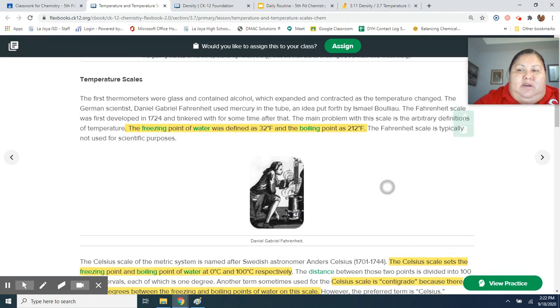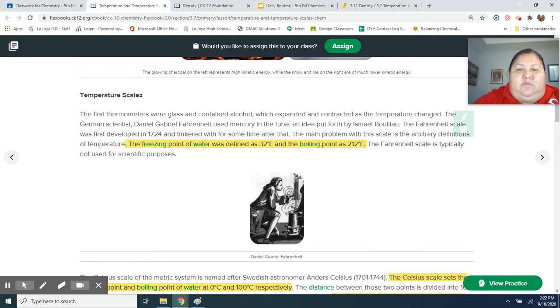Now, there's a couple of scales that you need to be familiar with. The first one that comes up is known as the Fahrenheit scale. It's named after German scientist Daniel Gabriel Fahrenheit, who used mercury in a tube to create the first thermometer, or a version of the thermometer. Maybe not exactly the first one, but he did create a version of it, okay?